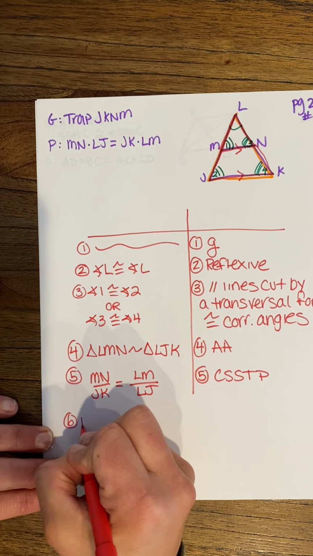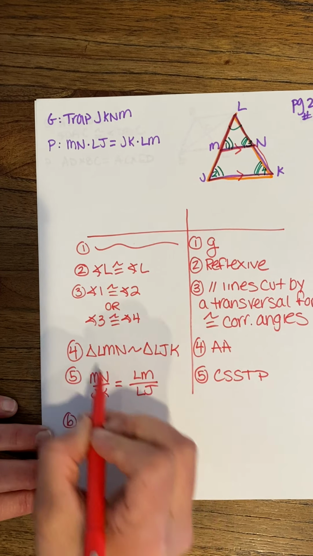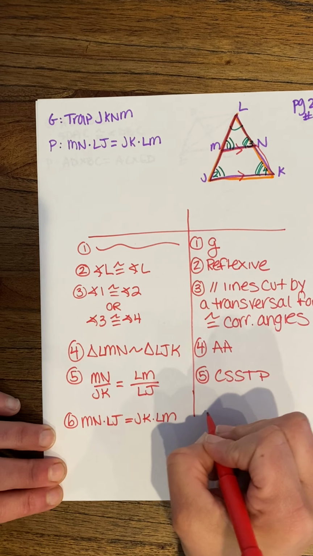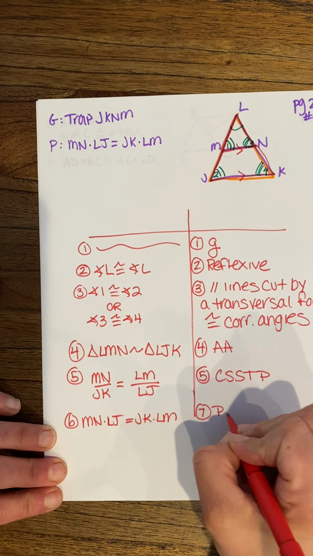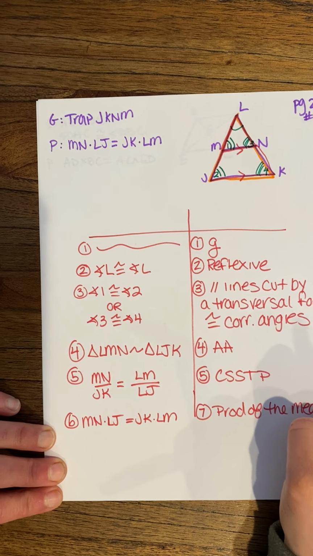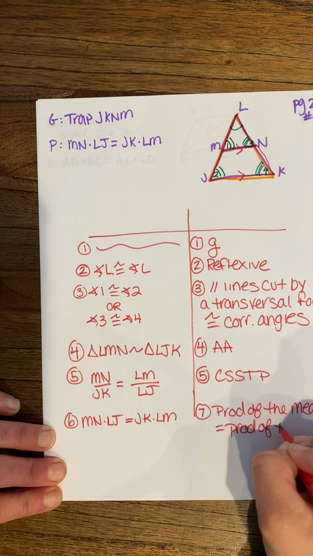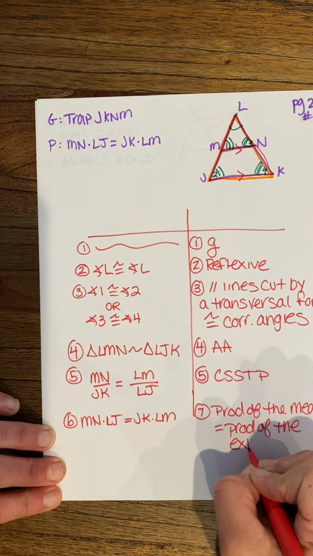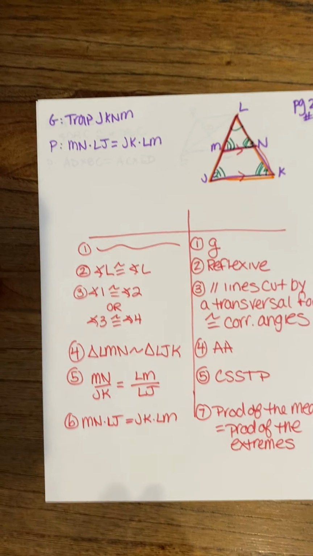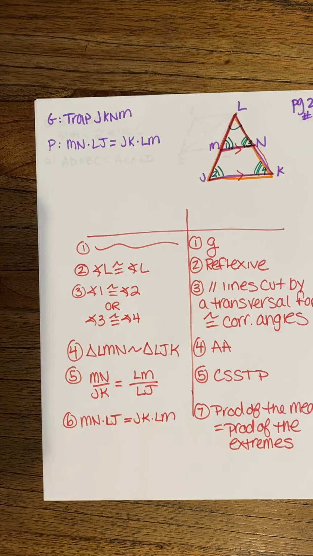And then finally, you know MN times LJ equals JK times LM, because if you have a proportion, you can always cross multiply and say these are equal because in a proportion, the product of the means equals the product of the extremes. You'll see in the packet, I abbreviate it lots of times, POM equals POE. That's fine. On a Regents, you probably want to write out the words means and extremes. Okay? All right, let's just try one more.